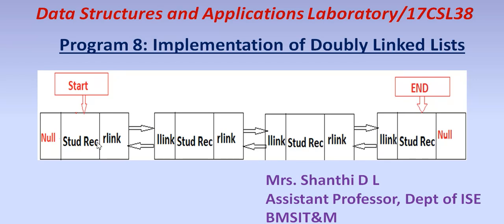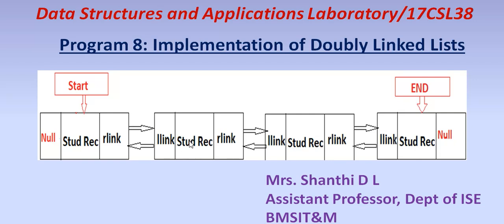So here we can see that, unlike singly linked list, in doubly linked list the node will have three parts. One is the left link, the other one is the information part, then one more part is the right link. So that means each node is going to have three partitions. The left link will be holding the previous node's address, and the R link will be holding the address of the next node.